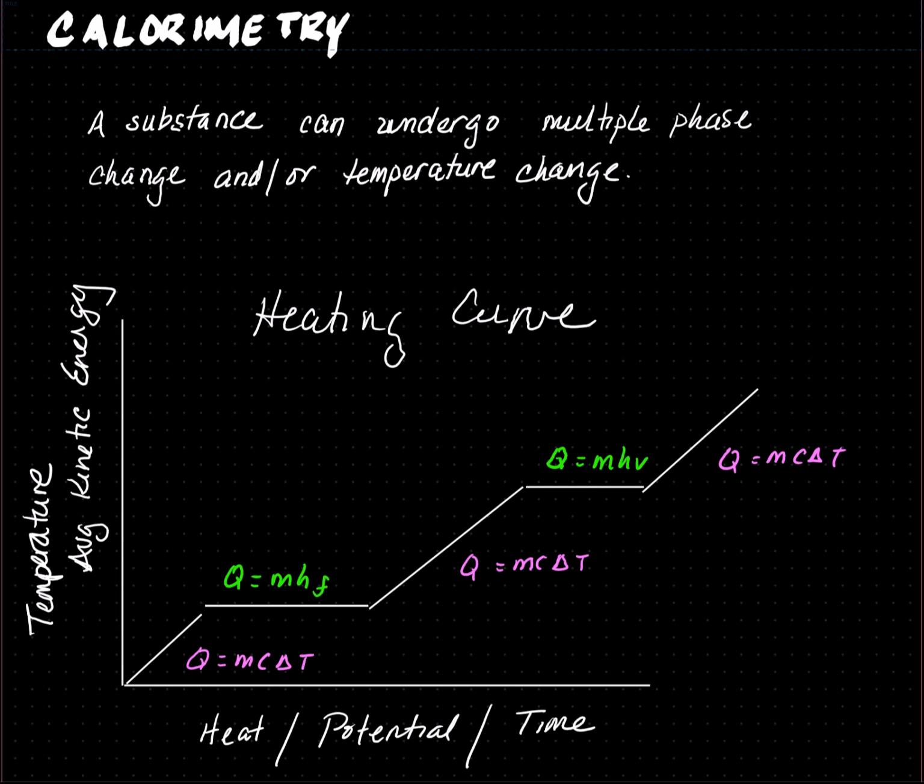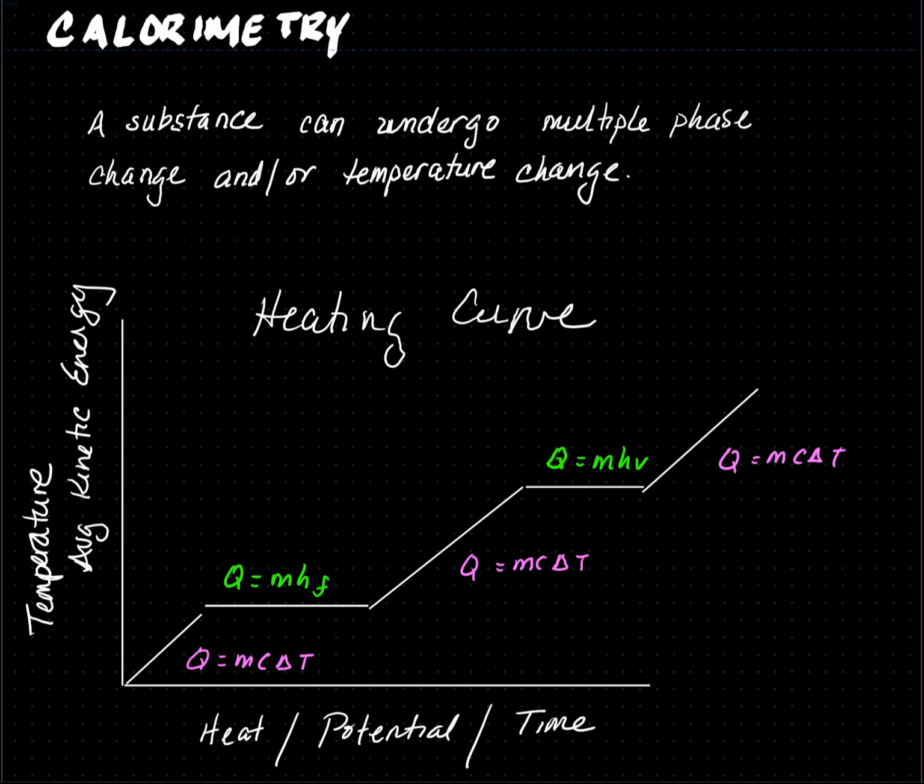So if I look at my heating curve here, whenever there is a horizontal line or a plateau, a flat line, there is no temperature change. So our equation becomes Q = mHf, the heat of fusion, or Q = mHv, which is the heat of vaporization. Every single time there is a diagonal line, that means there is a temperature change, and we must modify the equation to Q = mcΔT.